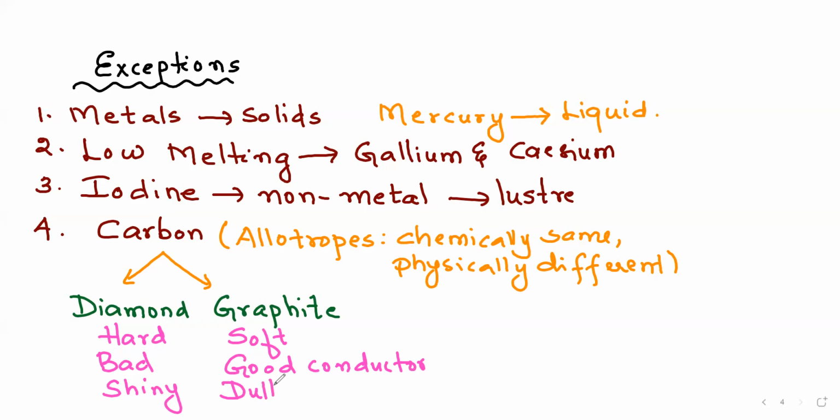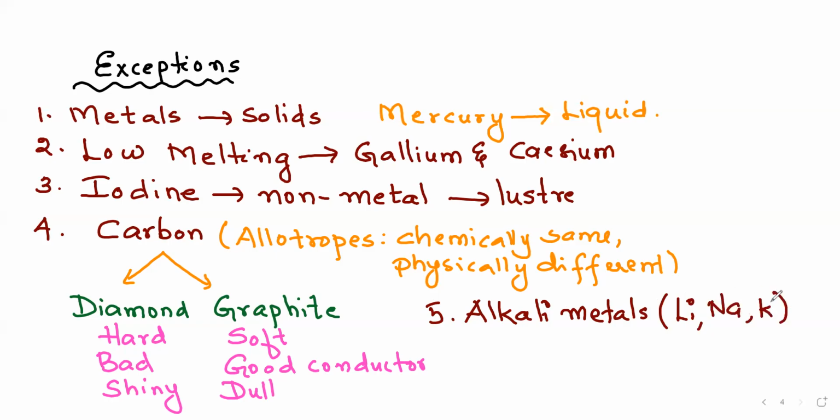Now, the last exception we need to learn is the alkali metals. What are the alkali metals? Alkali metals are the first group metals: lithium, sodium and potassium. These three are alkali metals, but even though metals are supposed to be very hard, they are extremely soft, so soft that they can be cut by a knife. So these are the exceptions we learn about metals and non-metals. Our physical properties are over.